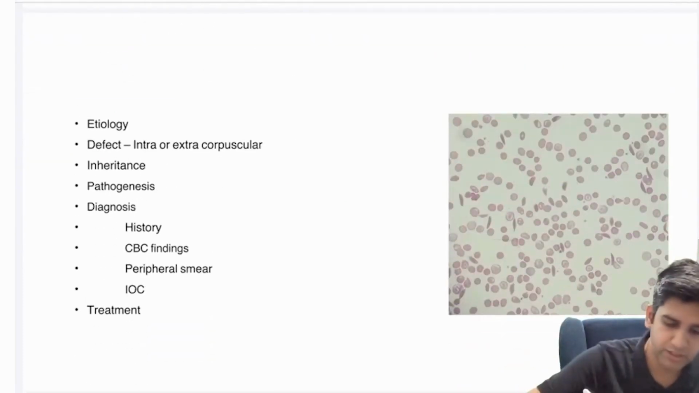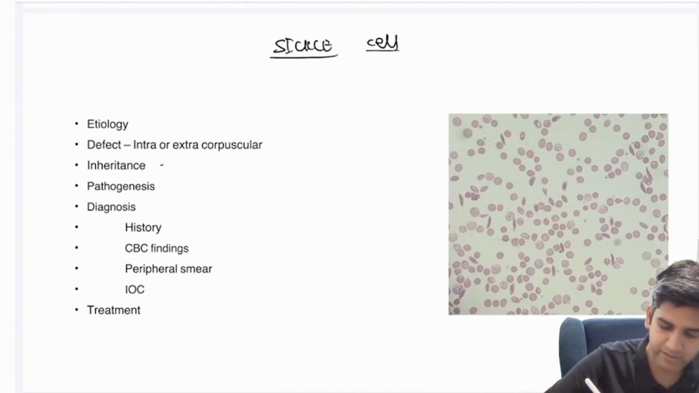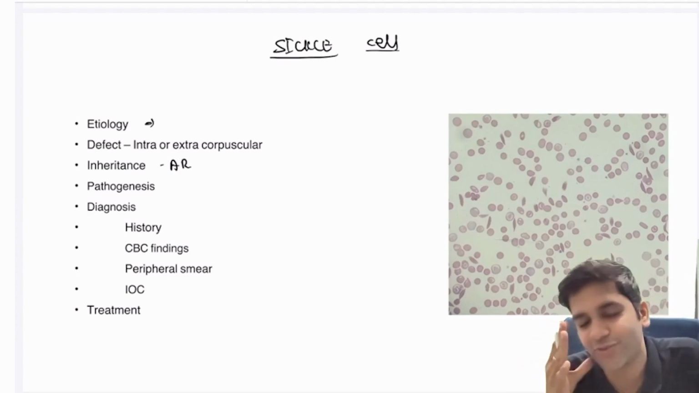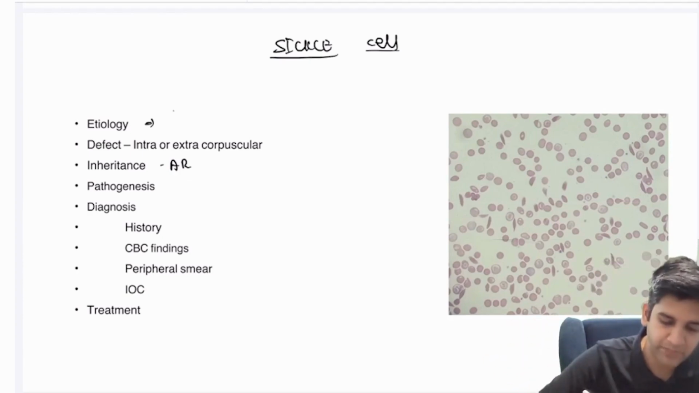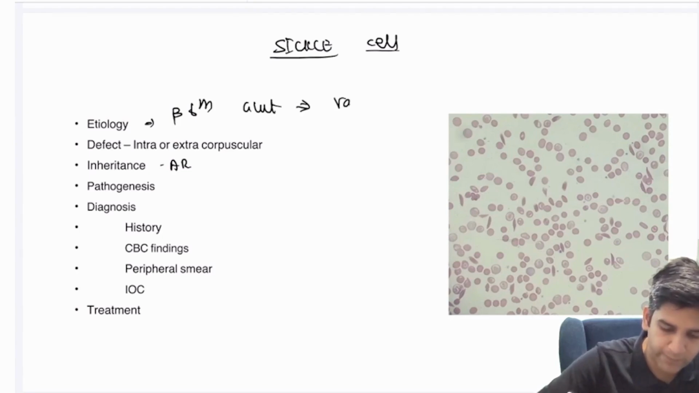Next. So here you can see a classical sickle cell anemia, right? Sickle cell anemia, you know, is an autosomal recessive inheritance. The etiology, right? This is one mutation which none of you will forget. In the beta globin 6th position, glutamic acid becomes valine. That's what it is, right? In the beta globin sixth position, the glutamate or glutamic acid becomes valine.